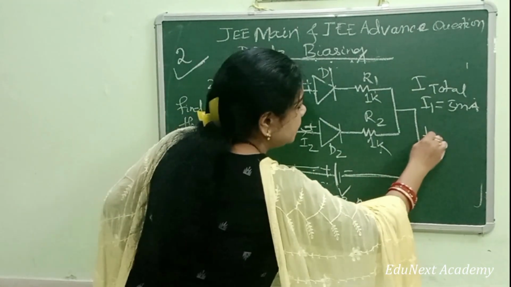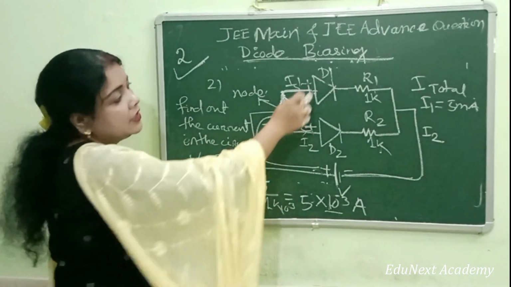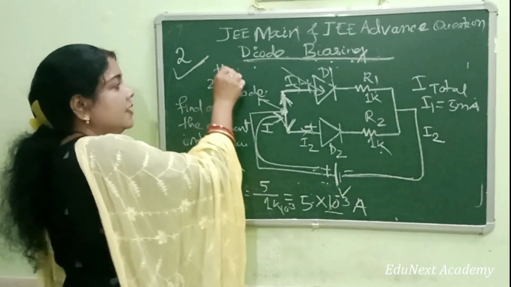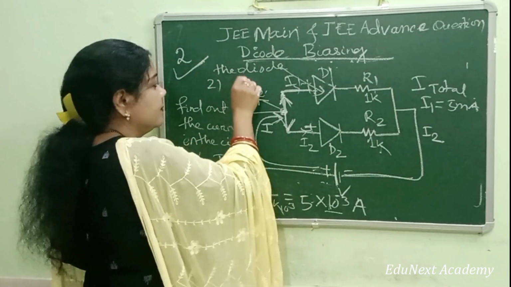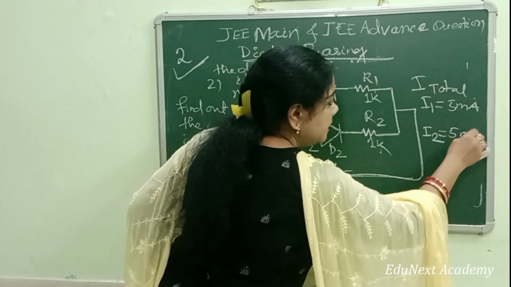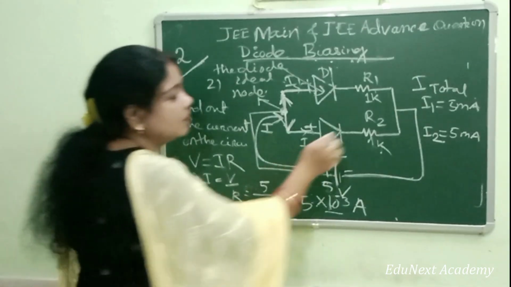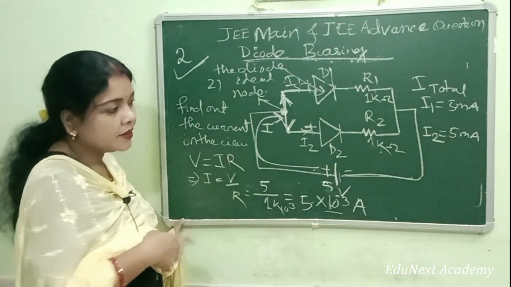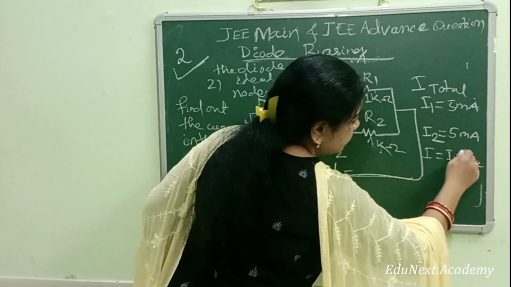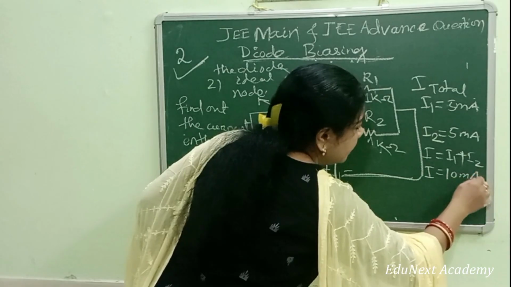Similarly, I2 is also V by R. I have just considered the voltage across the diode to be 0, meaning I have to consider the diode as ideal. The diode is ideal here. So now I2 will also come as 5 milliampere, because similarly it is 5 volt by 1 kilo ohm. So now total current I is equal to I1 plus I2, 5 plus 5, that is I is equal to 10 milliampere.